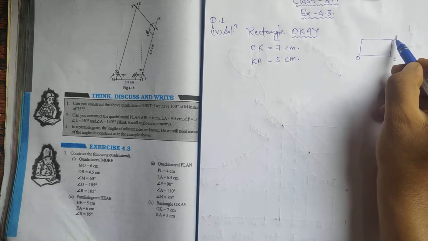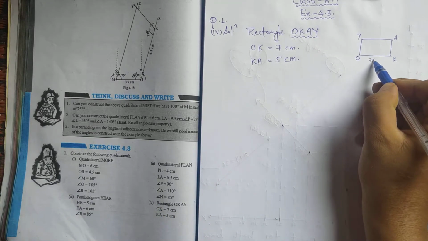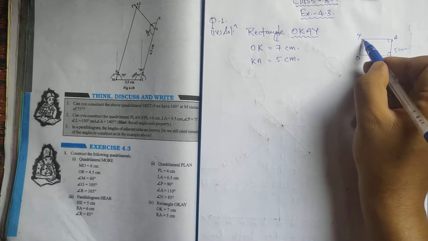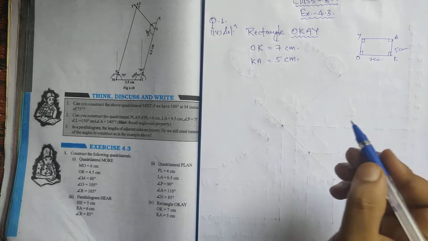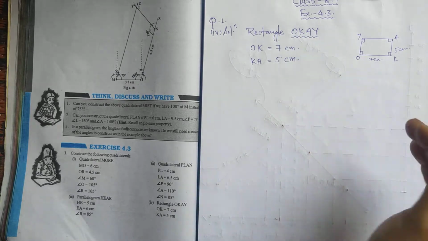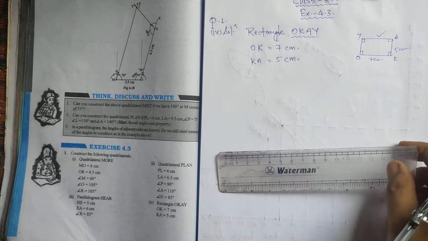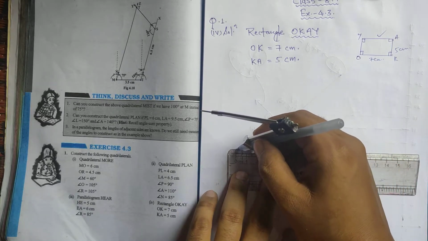OKAY is a rectangle. OK, that means this one is 7 centimeter, and KA, that means this one is 5 centimeter, and all the angles of this quadrilateral are of 90 degrees because this property is satisfied in a rectangle. Now we have to construct that kind of quadrilateral which has two sides of 7 centimeter and 5 centimeter respectively. So first, we have to make a line segment of 7 centimeter for OK, which is given as 7 centimeter.